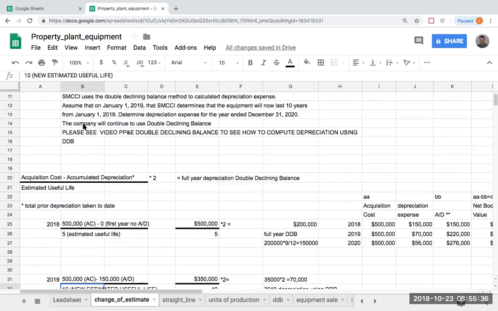Note here, the way I worded this was very particular. I said on January 1st, 2019, essentially we're determining that it will now last 10 years from that date. Now, this is the way I test it. If you have another accounting instructor, they might say, well, if on January 1st, 2019, the equipment now is going to last 10 years in total, that may give you a different answer. But I'm saying 10 years from January 1st, 2019.